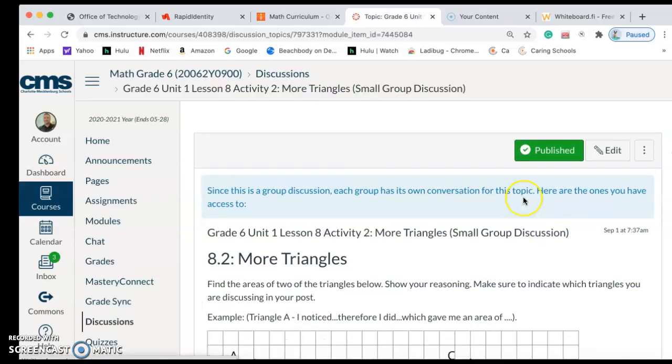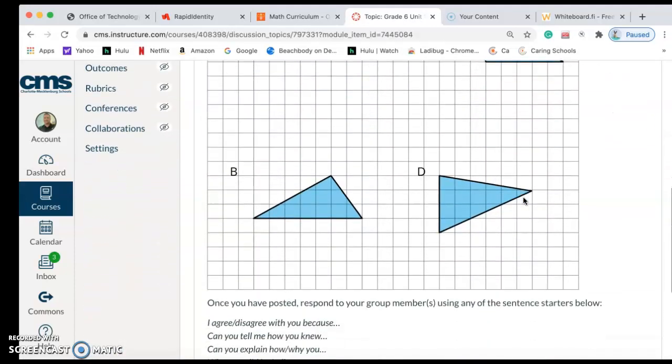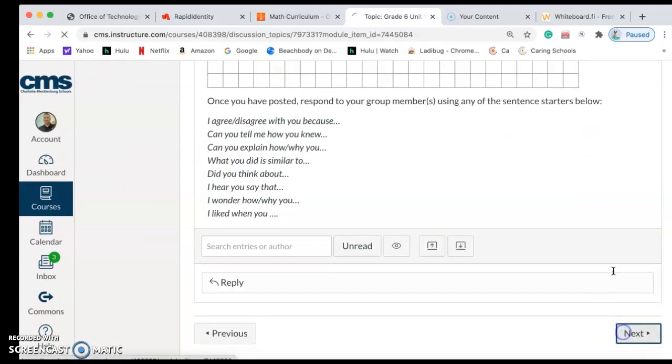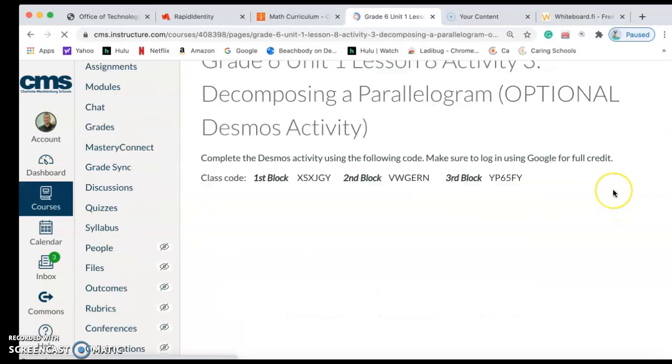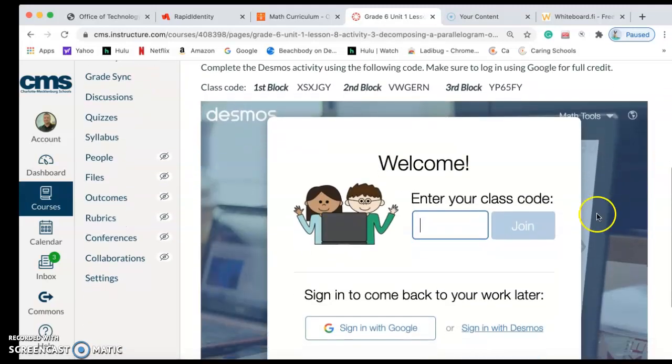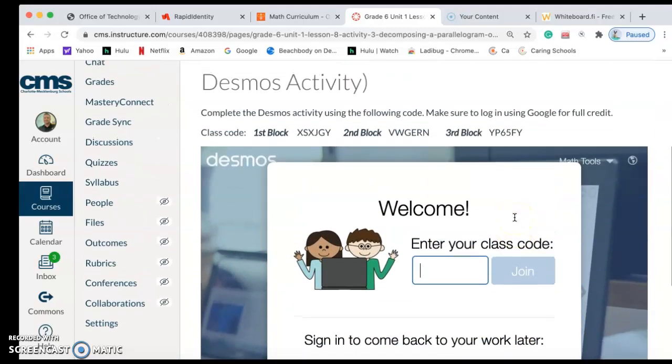So again, I'm going to skip the warm-up because we're going to do that in class. I'm going to get to the Desmos piece. So if I get to next, we'll talk about that one in class. All right, so the Desmos, okay? And I'm going to enter my class code. I'm just going to use first period. That's S, X, J, Q, Y. Okay.